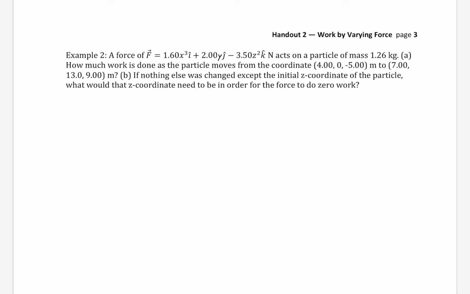Okay, and then we're told the particle has a mass of 1.26 kilograms, and we're asked how much work is done as the particle moves from this position to this one. And then if nothing else changed except the initial z coordinate of the particle, what would the z coordinate need to be in order for the force to do zero work? In this case, we're not going to end up using the mass because I don't ask for any acceleration, so we're just going to find the work and then be done.